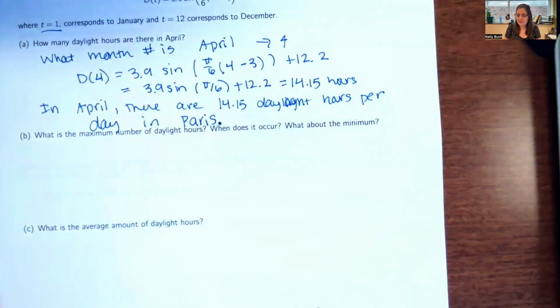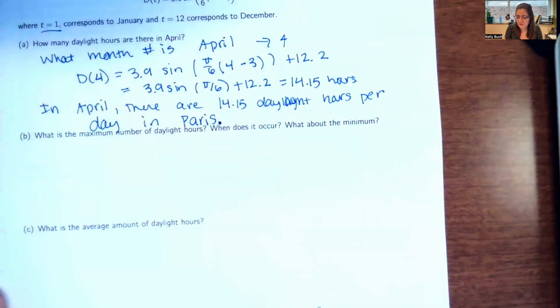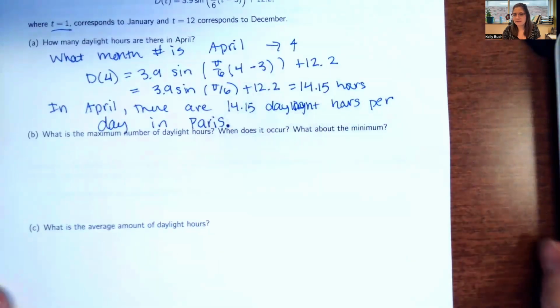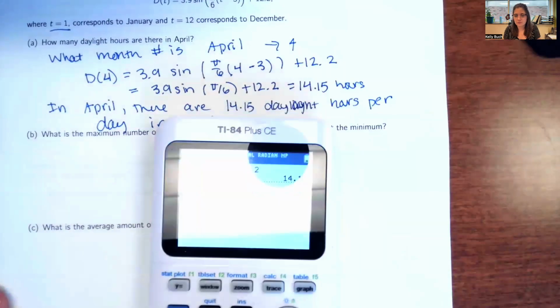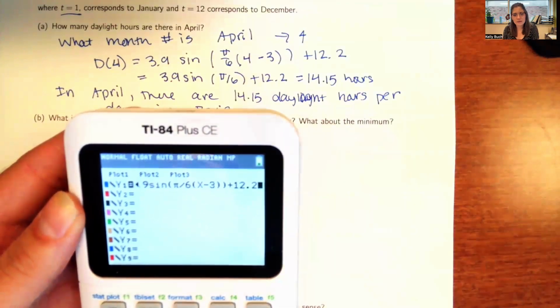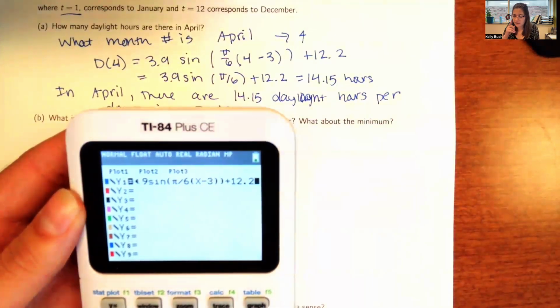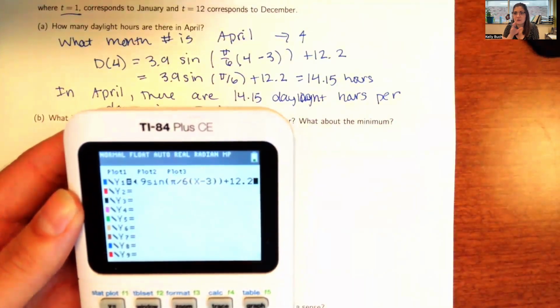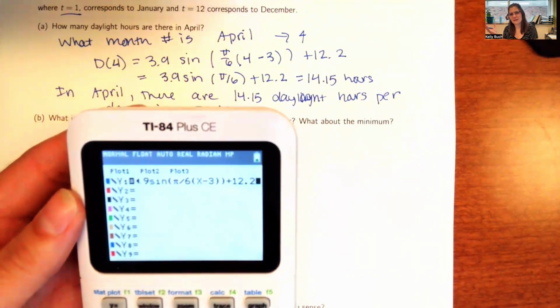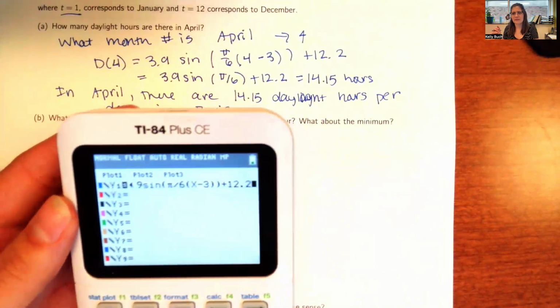Okay, the next thing I want to think about is what is the maximum number of daylight hours and when does it occur, and what about the minimum? And to answer this, I might go to the graphing calculator. Then I want to think about what window I want to use to graph this on, because if I don't change anything, the default is kind of -10 to 10 in both directions. But since this is a real life phenomenon, maybe those values don't make a lot of sense.